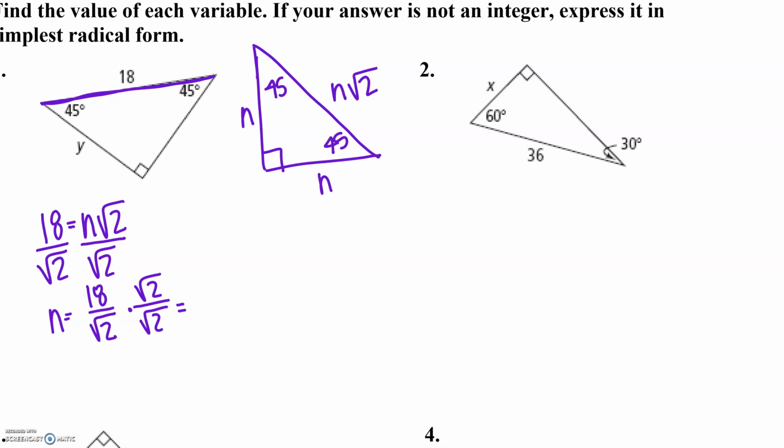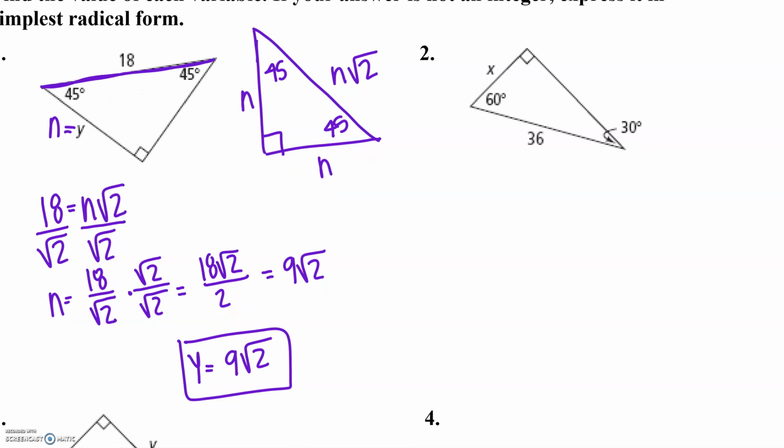That leaves us with 18 square roots of 2 over 2. We can simplify that a little bit further by saying 18 divided by 2 is 9, and we've got the square root of 2 still. So we know that n equals 9 square roots of 2, which means that if y equals n, then y equals 9 square roots of 2.